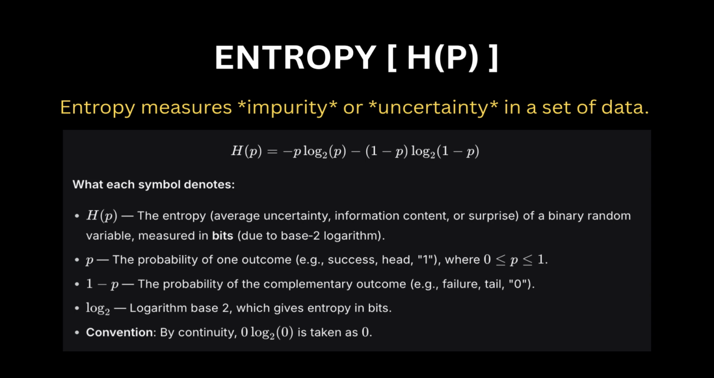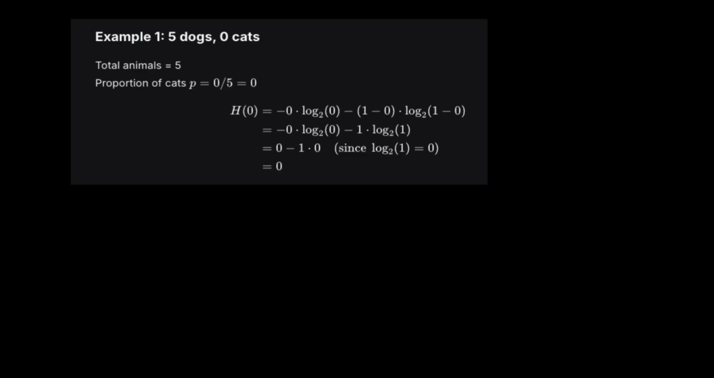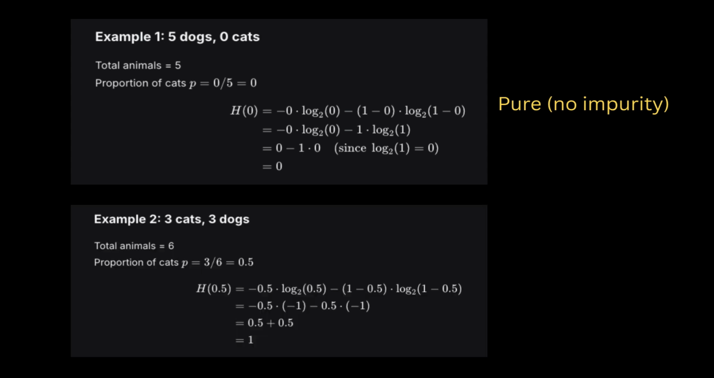Let's look at two quick examples. If you have 5 dogs and 0 cats, then p is equal to 0/5, which is equal to 0. Plug that in and you get H(0) = 0. That means no impurity because there are no cats at all. If you have 3 cats and 3 dogs, then p is 0.5 and H(0.5) = 1. That means the maximum impurity.